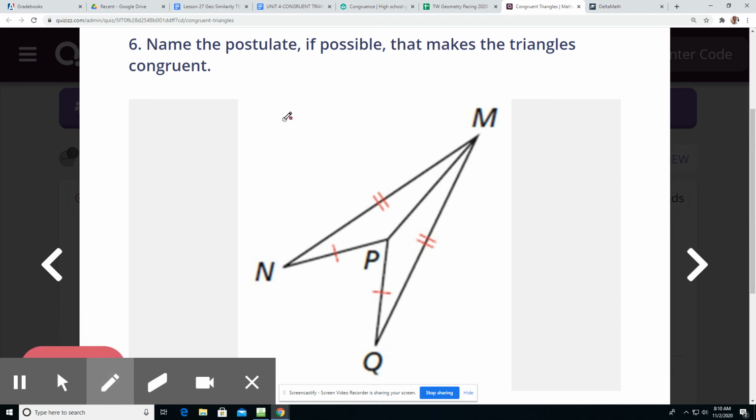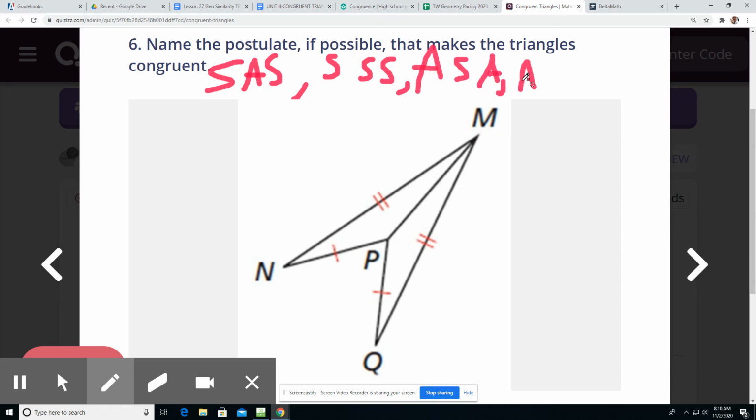Next, name the postulate, if possible, that makes the triangles congruent. Do you have them memorized yet? Side, angle, side; side, side, side; angle, side, angle; angle, angle, side; and hypotenuse leg. All right, well, what do we have here? Well, we have that shared side again. Do you remember what I said that's called? It's like a reflection. We call that the reflexive property.